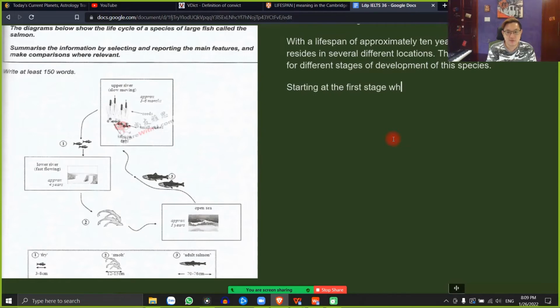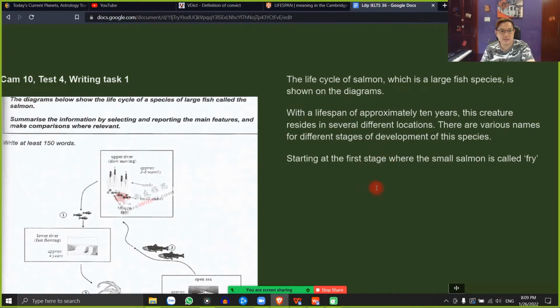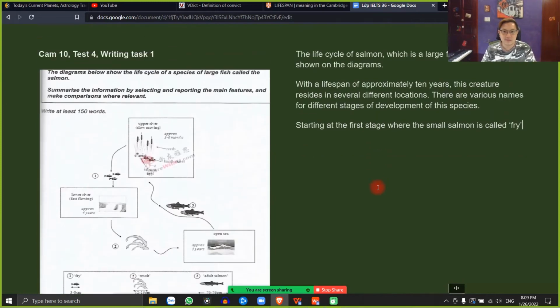Starting at the first stage where the small salmon, it's where the small salmon is called fry. Bắt đầu giai đoạn đầu tiên khi mà cái con cá hồi nhỏ được gọi là con fry.